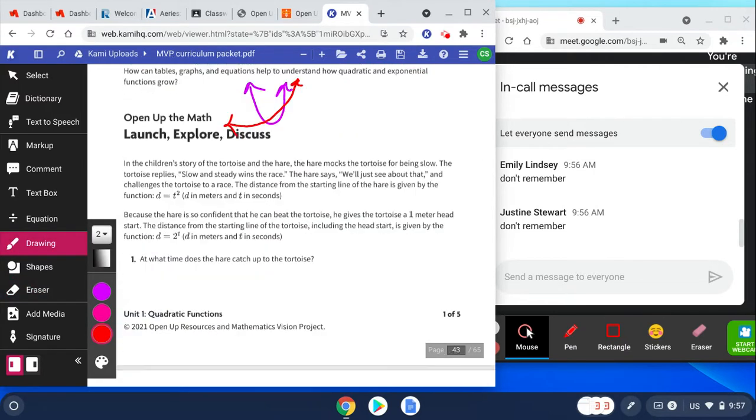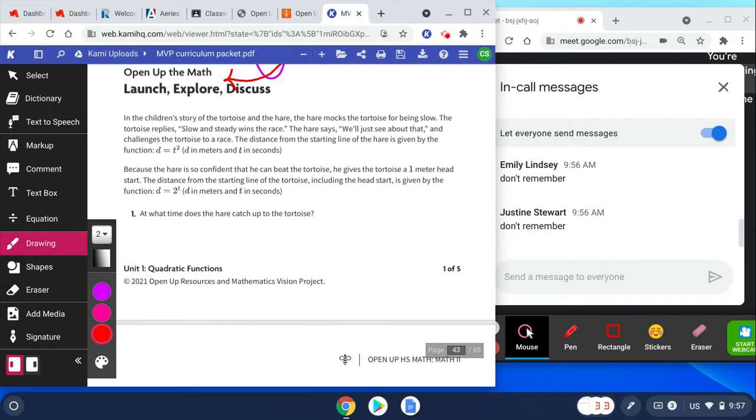So we're going to be talking about the comparison between the two in this tortoise and the hare situation. In the children's story of the tortoise and the hare, the hare mocks the tortoise for being slow. The tortoise replies, "Slow and steady wins the race." And the hare says, "Well, we'll see about that." The starting line, the hare, is given this function. So everybody put a little comment on the side. The hare is our d equals t squared function, where d is in meters and t is in seconds.